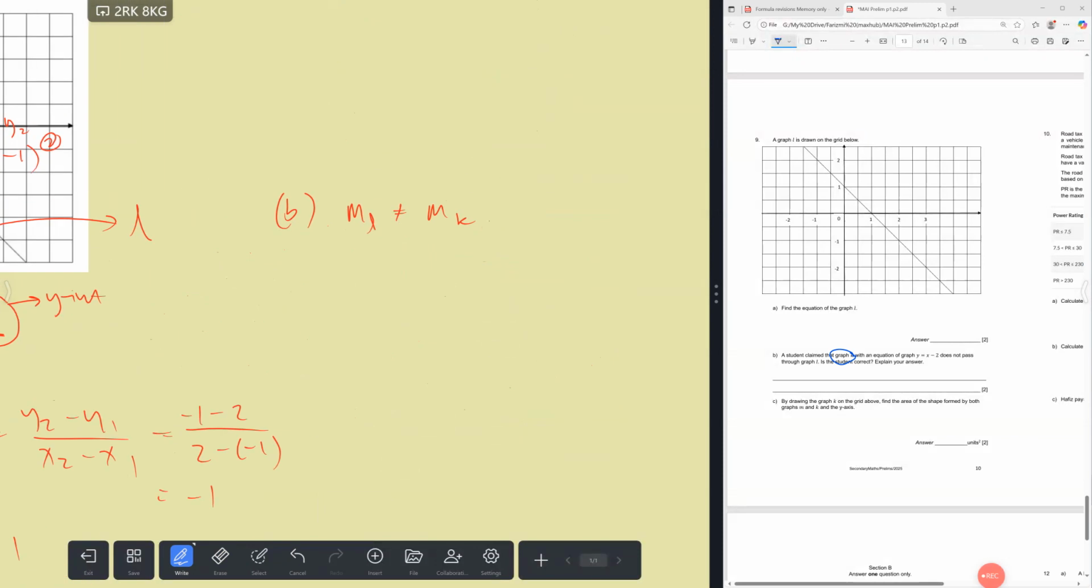Why is that so? What is the gradient of the second graph? Let's look at line K. It has an equation y equals x minus 2. What is the gradient? It is the coefficient of the x value. So it's actually 1x minus 2. In case you want to note yourself, the gradient of the original line, which is line L, is +1. Apologies, it's -1. And the gradient for line K is 1, as what we have seen here.